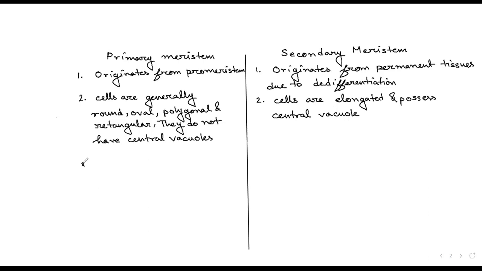Okay, let us look into the third difference. So in case of primary meristem, it gives rise to primary permanent tissue.